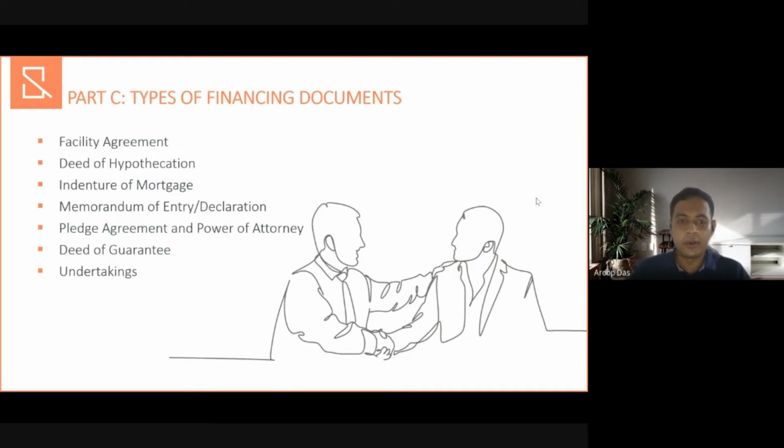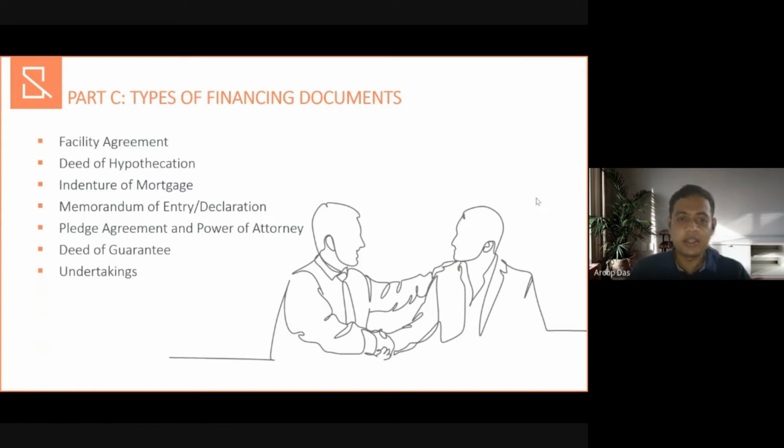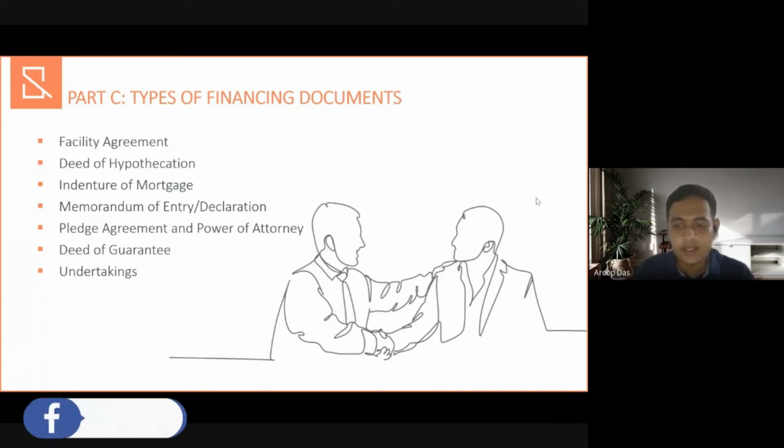So for enforcing an undertaking, you can enforce it like a typical contract in terms of your Specific Relief Act with your civil courts. But for a guarantee, you have special tribunals as well, like the DRT, where you can go ahead and take a DRT action for the guarantee provided. So these are a few of the differences.